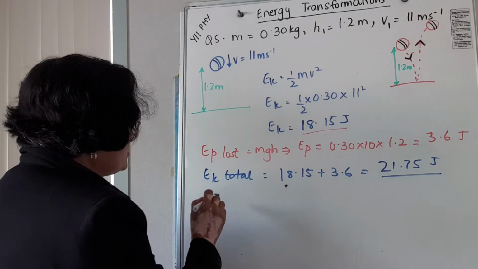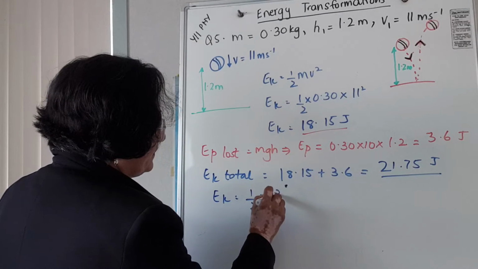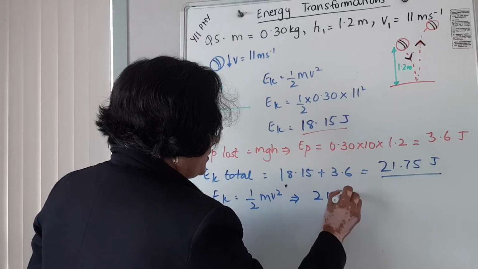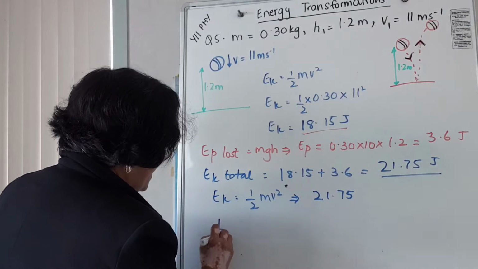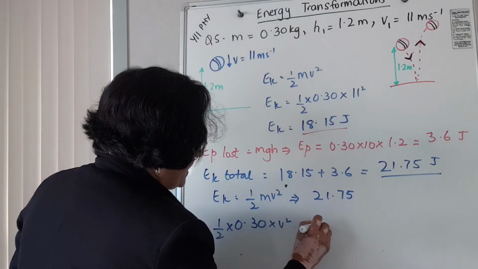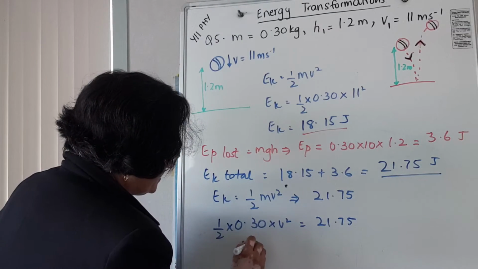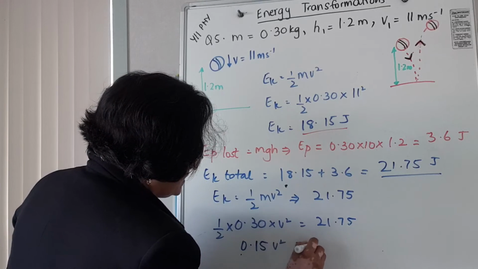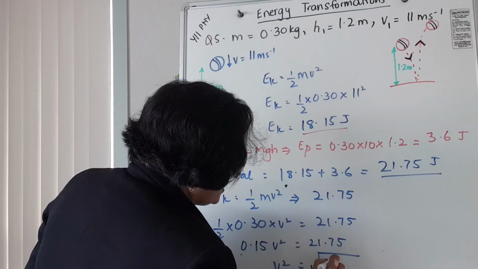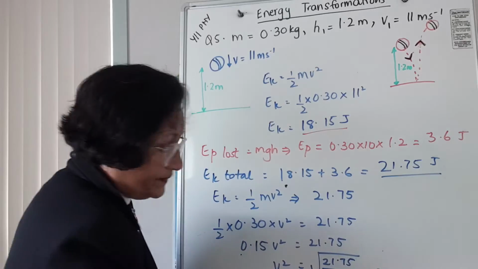Okay, so if you know the total kinetic energy, the last part is what is the speed with which it hits the ground. So your formula for kinetic energy is half mv squared. So half times 0.30 times v squared is 21.75. Half of 0.30 is 0.15, so 0.15 v squared is 21.75, or v is the square root of 21.75 over 0.15.